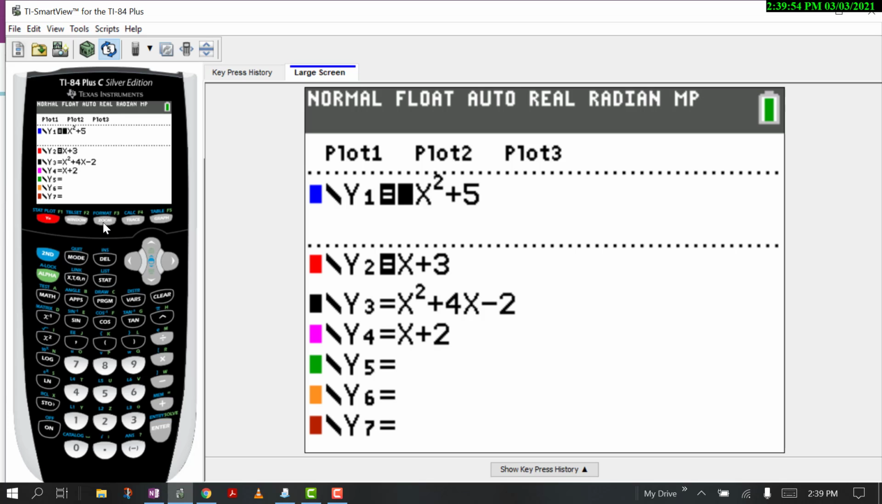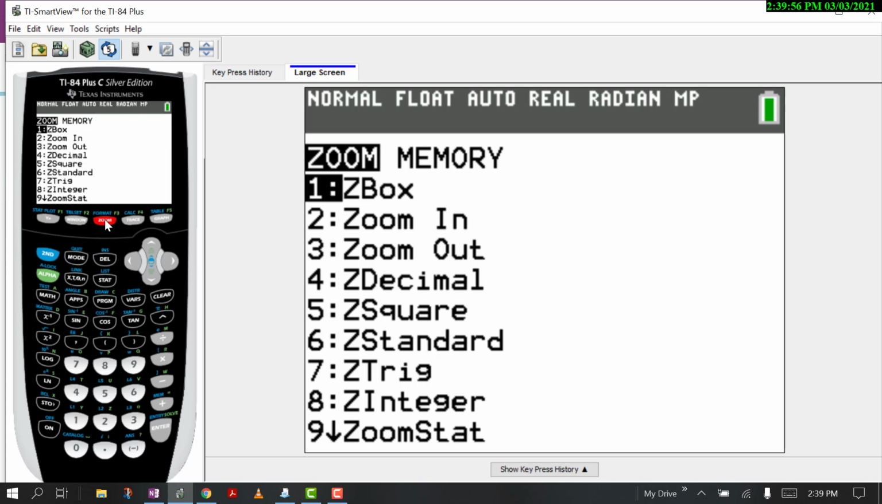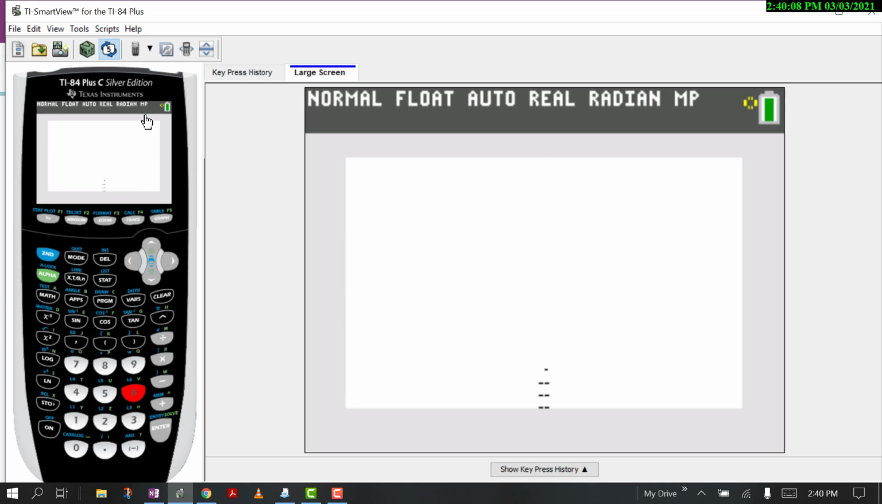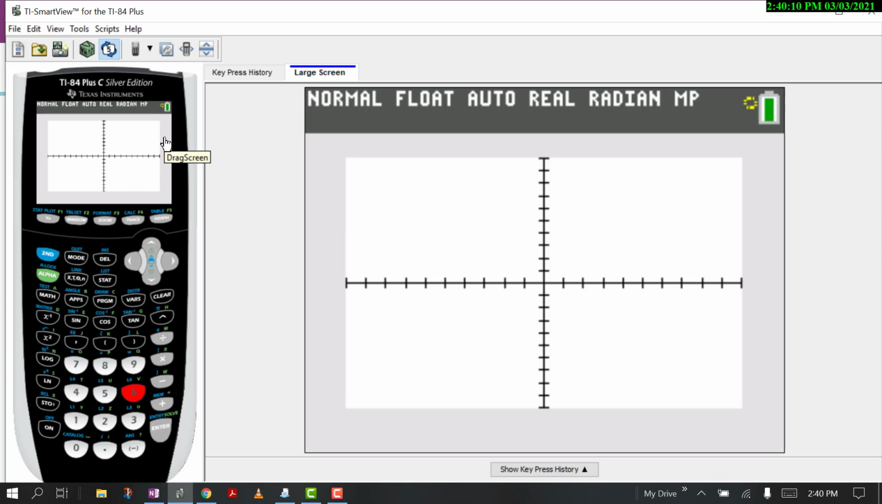So we are going to go to Zoom, and we're going to do number 6 ZStandard, just to reset our windows. Sometimes they could be left over from another problem, another class, another person, and you won't have any idea what's going on. So we'll just stick to standard. Should give us our graph. There is our parabola, looks nice. And there is our line.